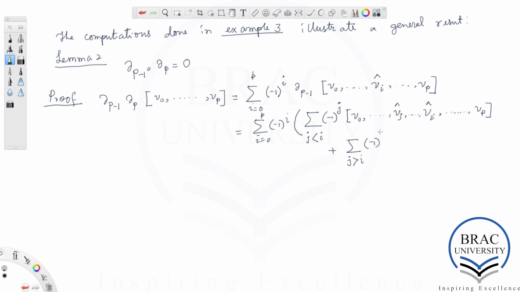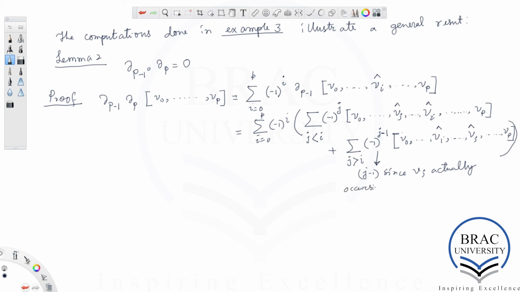Then now I take all the j's which are greater than i, minus 1 raised to j minus 1, I'll explain in a while why there is a j minus 1 here in the exponent, v0. Now, since j is greater than i, vj hat is going to be situated later than vi hat. So vi hat, comma, vj hat, then I have all the way up to vp, and the bracket closes.